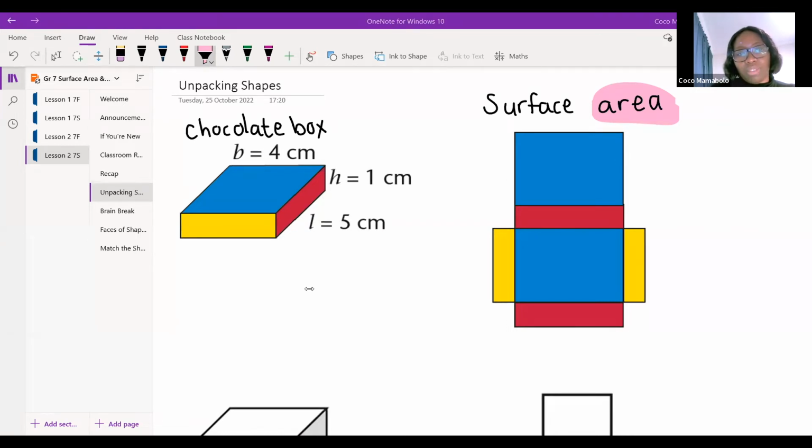All right, Rolivua, do you have an idea of what a surface area is? Is it the area of each face on the 3D shape? Absolutely, 100%. Very well done. That's exactly what I was looking for. Okay. What we're actually looking for when we talk about surface area is the area of every single part of my 3D shape.